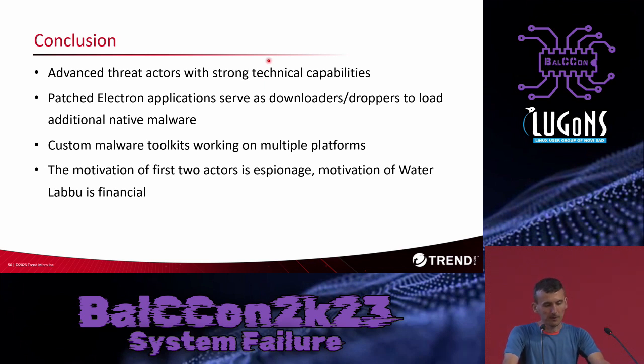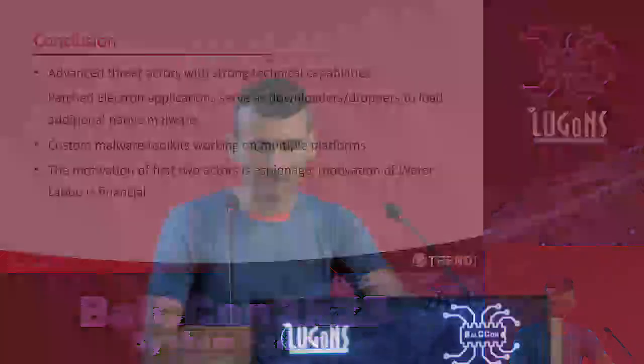Because JavaScript is quite powerful, but having native malware is even more powerful and has more capabilities. The threat actors have custom toolkits running on different platforms, usually Windows and macOS. The motivation of the first actors was espionage, stealing files, and getting more information about the targets. For the third threat actor, we think the motivation is mainly financial.